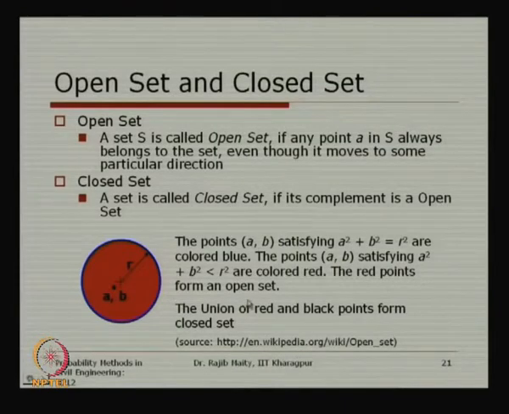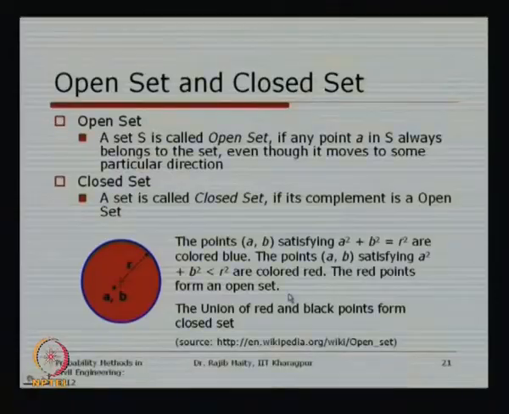Before I go to this example, if we say that a particular set consists of all the integer numbers between 5 and 10, then this is a closed set. And its complement consists of countably infinite numbers, and that is obviously an open set.